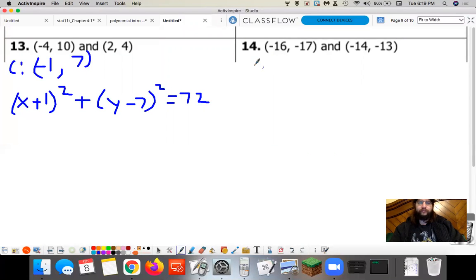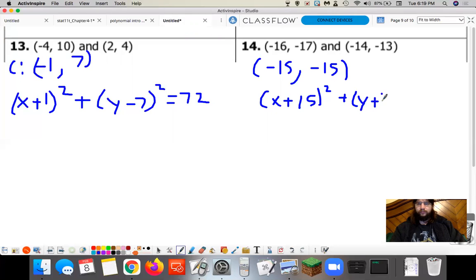Last one. -15, and then that's going to be -15 again. Let's see, that's 4 plus 16, so it's going to equal 20. So it should be this. I'll check in the calculator in a minute. I can very easily screw up in my head, so let's just not rely on my head and use the calculator.